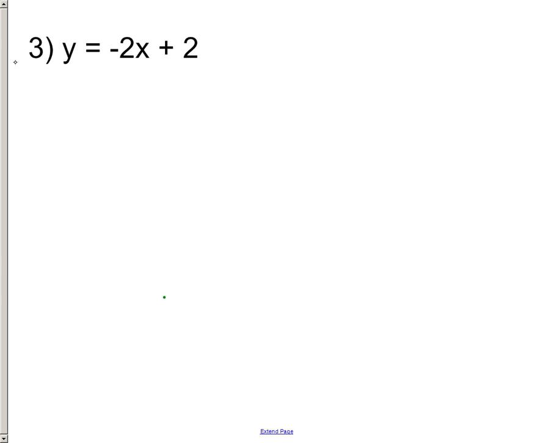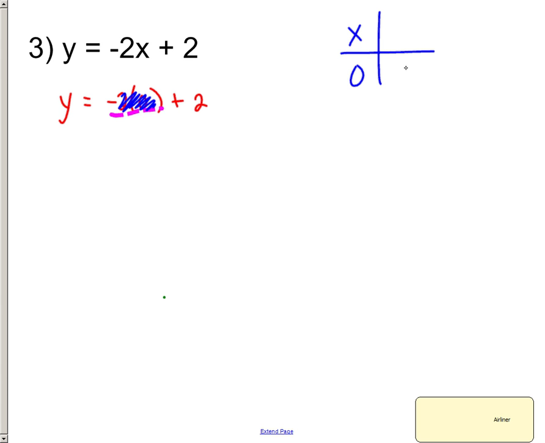So let's start with 0 first. y equals -2 times 0 plus 2. Okay, so -2 times 0 is 0. So that's like it never existed. And 0 plus 2 is 2, and so do you see y equals 2? So when x was 0, the output, excuse me, y was 2.